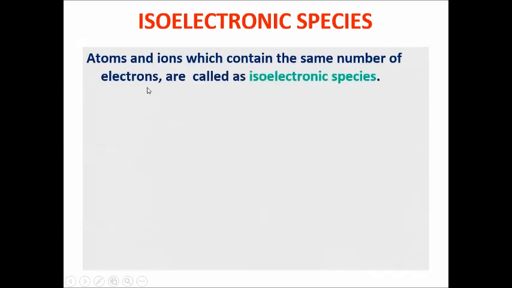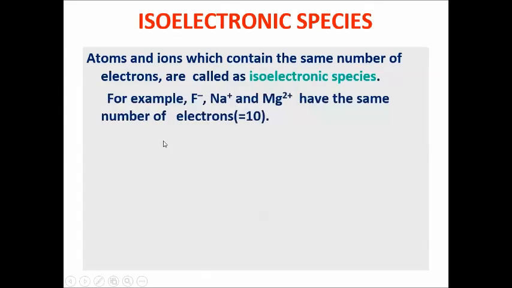Now we will talk about the term isoelectronic species. What do you mean by isoelectronic species? Iso means the same. The word electronic means electrons. So if the same number of electrons is there, we name it isoelectronic species. The atoms and the ions which contain the same number of electrons are said to be isoelectronic species. And we have some examples here like F minus, fluoride. Fluorine has 9 electrons. If you put the minus sign, that means it gains 1 electron, making it 10.